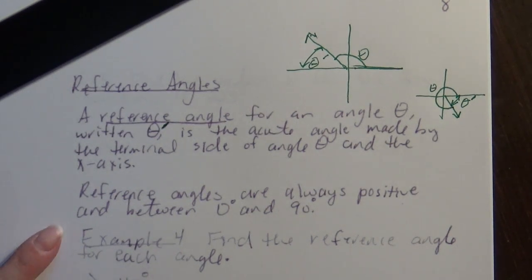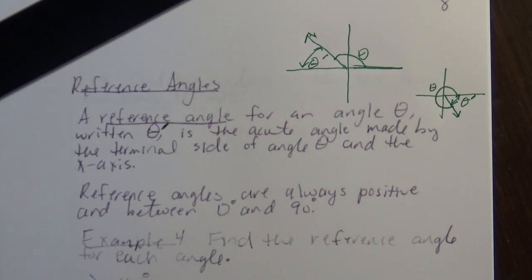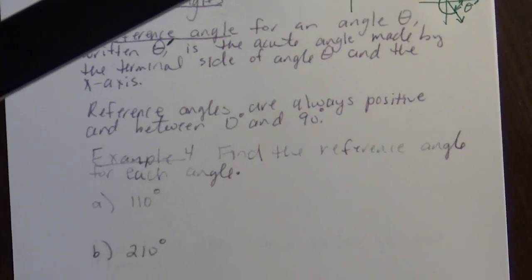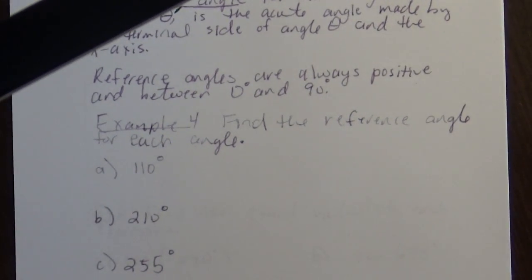We have a little fact that we'll mention. Reference angles are always positive and they're always between 0 and 90 degrees. So depending on what quadrant you're in, you're always looking for the shortest distance from your terminal side back to the x-axis, and it's always going to be a positive acute angle. Let's look at example 4. Find the reference angle for each angle.